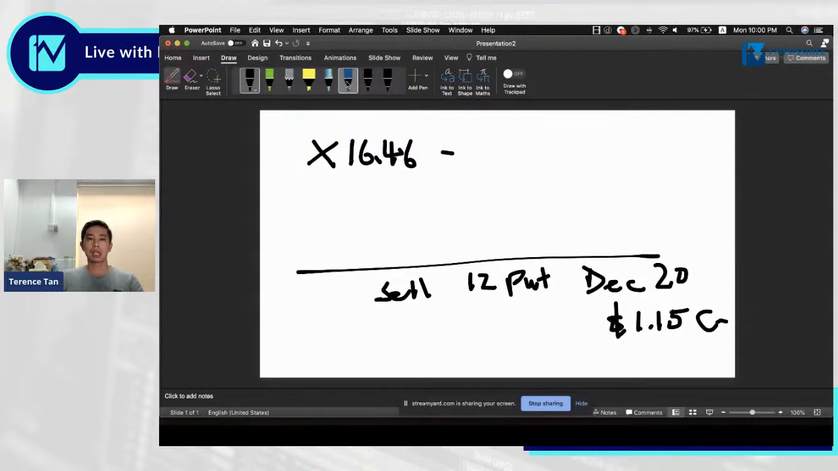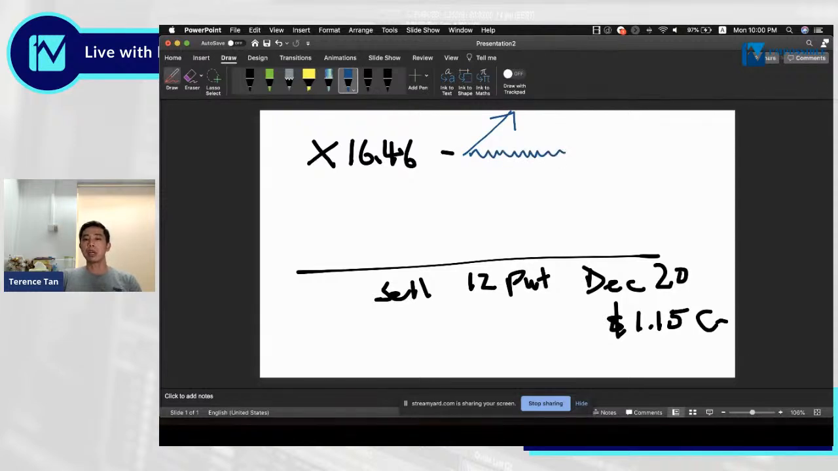Now, let's take a look. Three things can happen if we enter the trade today. If the stock starts going up, then I could just wait all the way to December and let this option lapse or expire. Or if you know how to sell options, you could also manage the trade by closing it early.